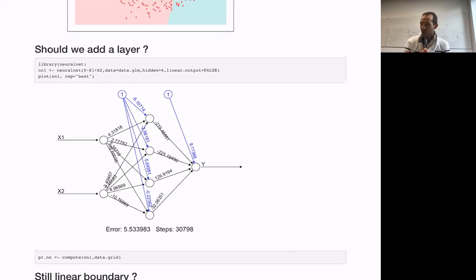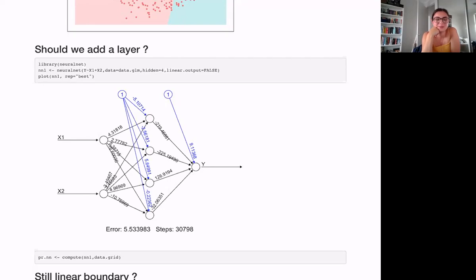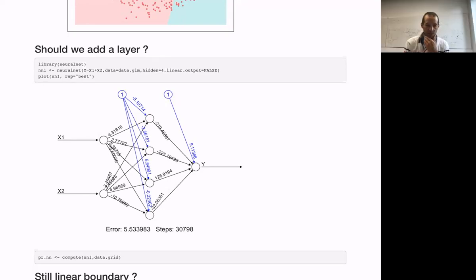Okay, so X1, X2 is just the features, covariates. Yeah, I realized I mixed those two up. It's okay. 17. So everybody says 17.